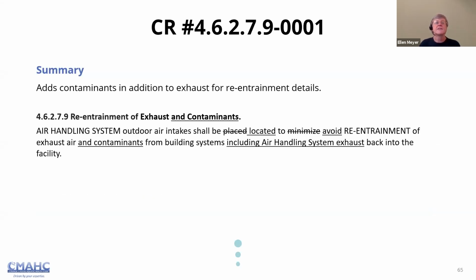All right, 46279-1. This is basically just to do a little bit of rewording and clarification, and to confirm that we want to make sure that whatever exhaust air that contains contaminants does not come in and contaminate your air. And so the air handling system shall be located to avoid reentrainment of the air and contaminants. So it's just adding in that contaminant language. It includes air handling system exhaust. So just to add more clarification to the section. And I don't think there were any objections to this particular change request, and the TRC voted yes for it.